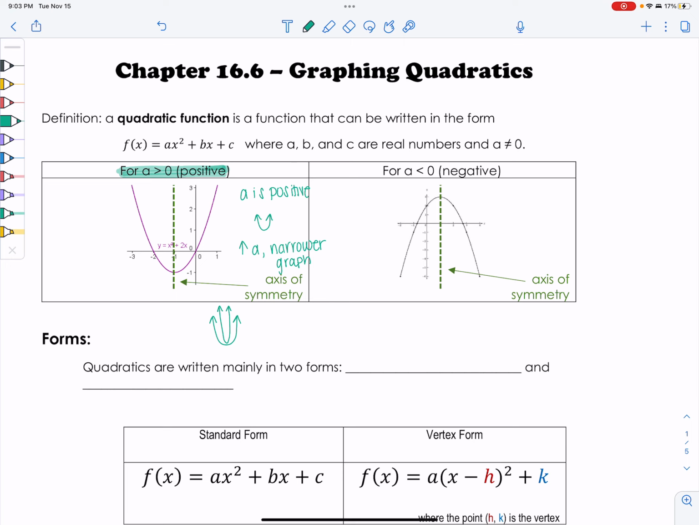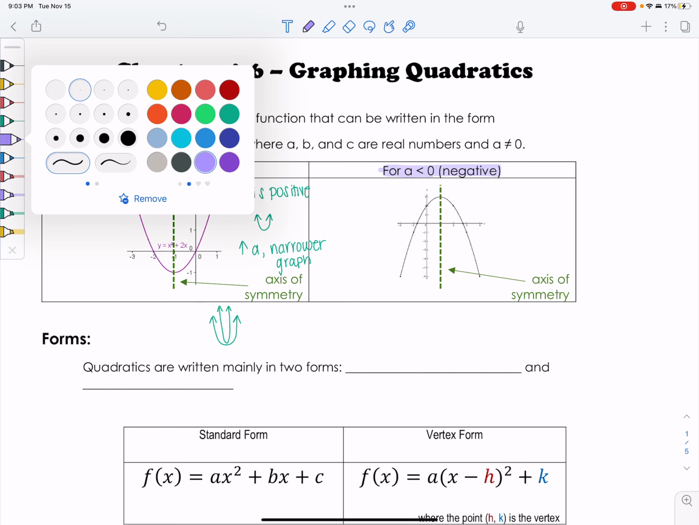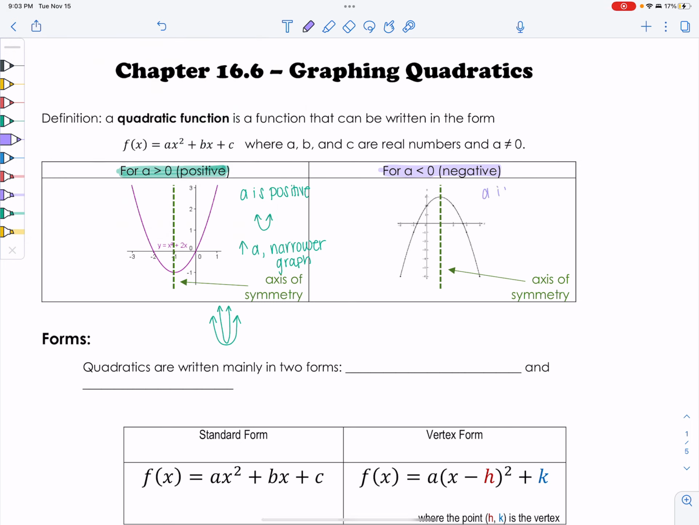Same thing is going to be true if a is less than 0 or negative. It's still going to be true, except it's going to be flipped upside down. We're always going to have a graph upside down when a is negative. But still, as the absolute value of a gets larger, so meaning just ignore the sign, just look at the number itself, as you increase that value, your graph is going to get narrower. The negative just tells you it's upside down.